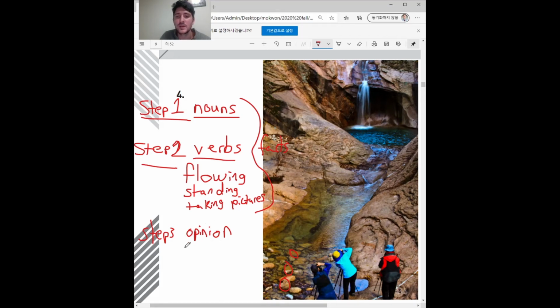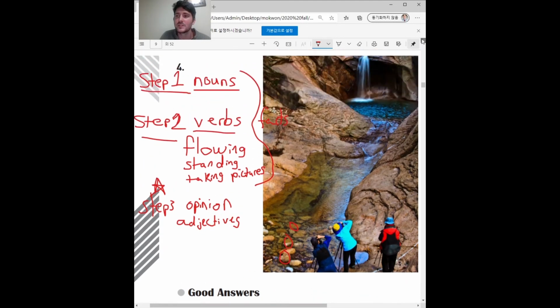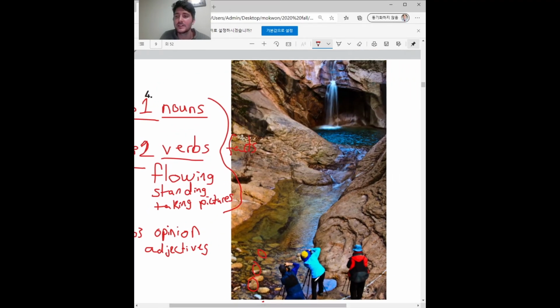Also, using some adjectives. What are adjectives? Adjectives. This will give you a very special answer. Okay? Maybe you can say, when I look at this, I feel very peaceful, right? I think the waterfall would be very nice to listen to. Also, it looks very beautiful. It looks like a very clean place, right? The water is very clean.